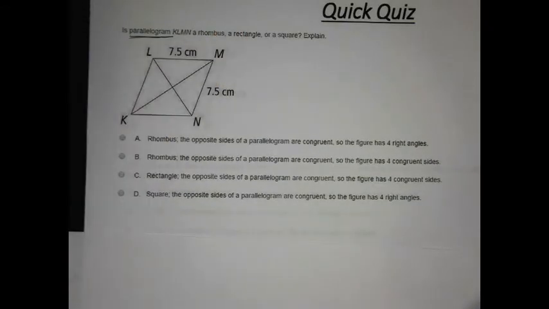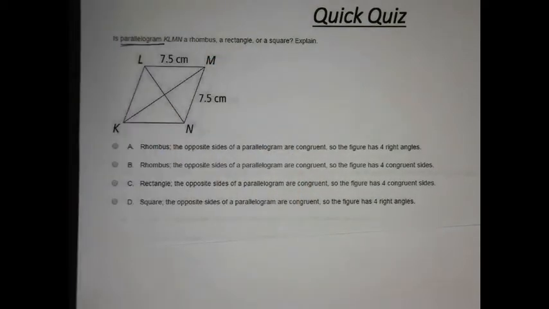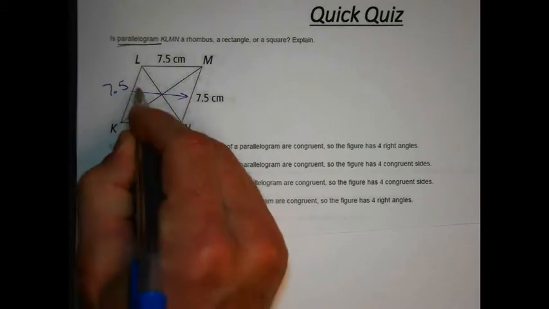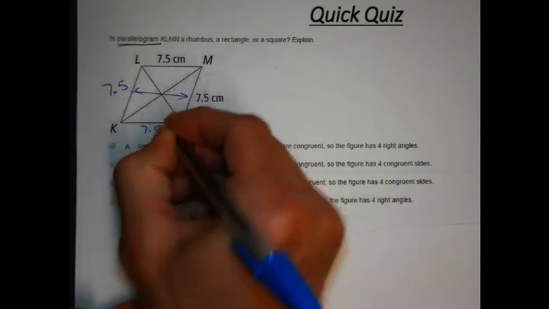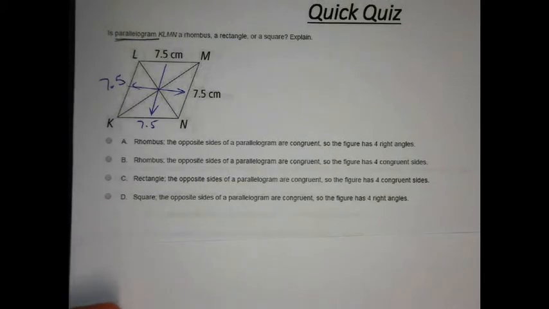Let's explain. We have here 7.5 centimeters, 7.5 centimeters. This thing is a parallelogram. What does that mean? That means opposite sides are congruent. This side is 7.5 from here, and this side is 7.5 from here. So guess what we have? We have 4 congruent sides. What do we know about 4 congruent sides? Rhombus. We know we have a rhombus.